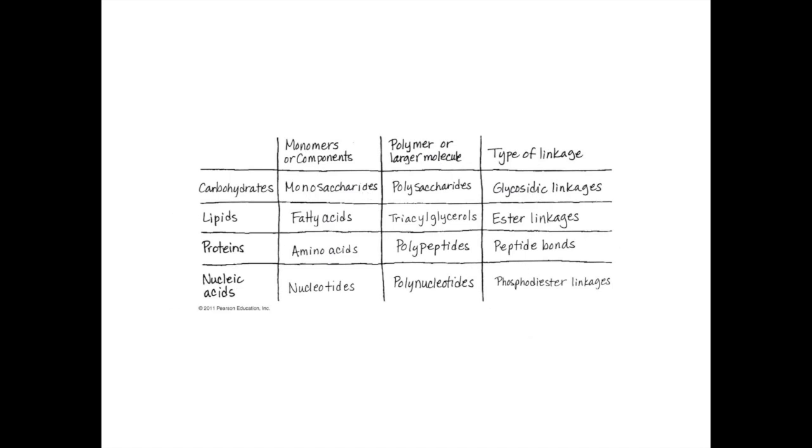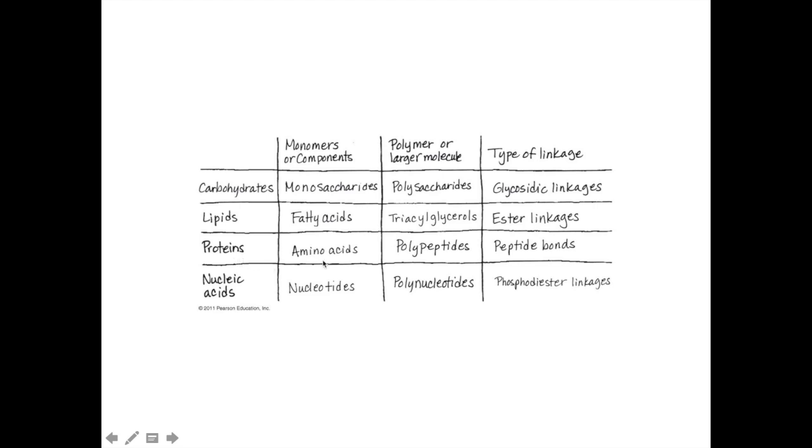So what might be handy to do is to draw out a table like this: carbohydrates, lipids, proteins, nucleic acids. Here you can see they've indicated monomers or components, polymer or larger molecule, and then the types of linkage. We talk a little bit about that. So for carbohydrates, monosaccharides can be linked to form polysaccharides by glycosidic linkages. For lipids, we can attach fatty acids to glycerol. We can form triglycerides. I don't think I talked about ester linkages, but it's another form of dehydration synthesis.